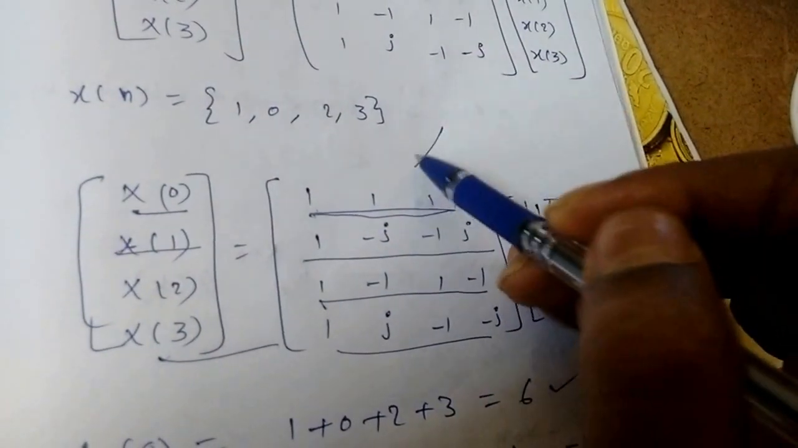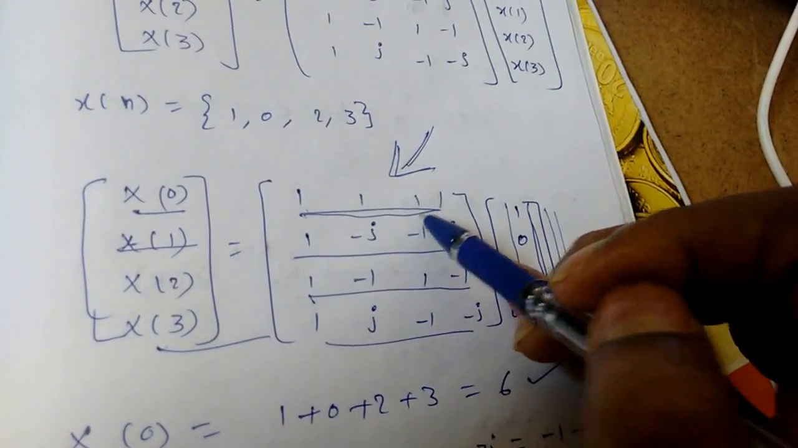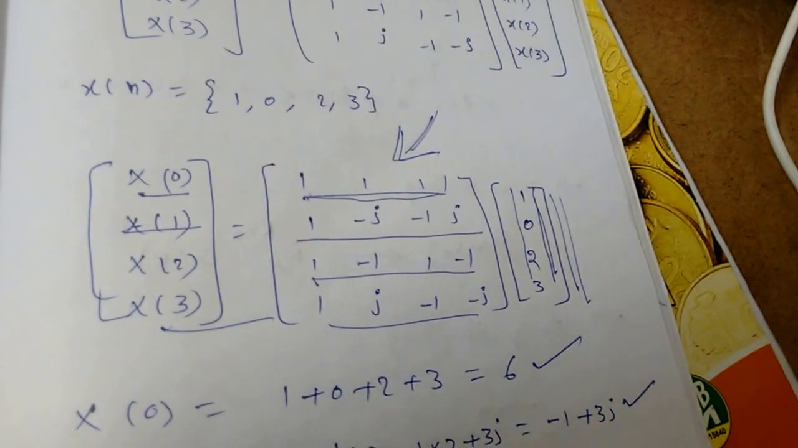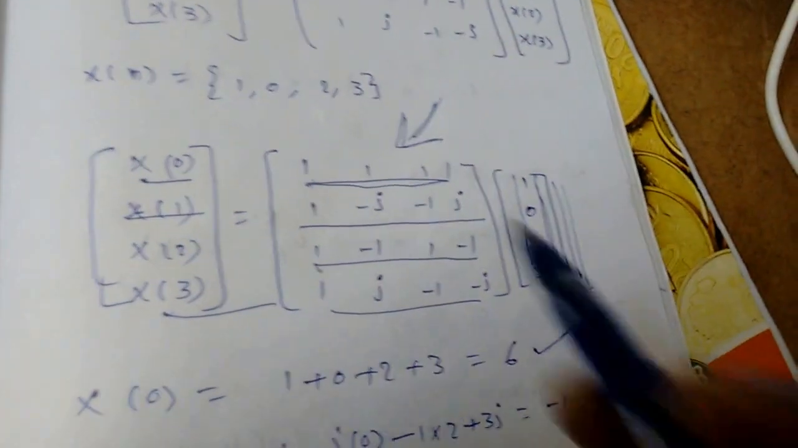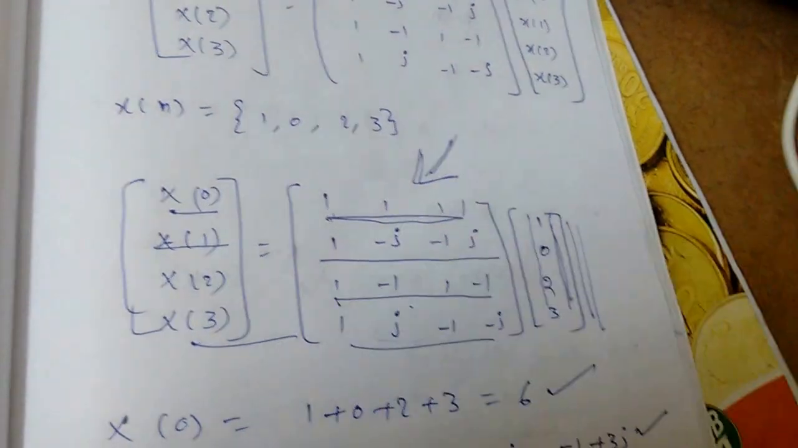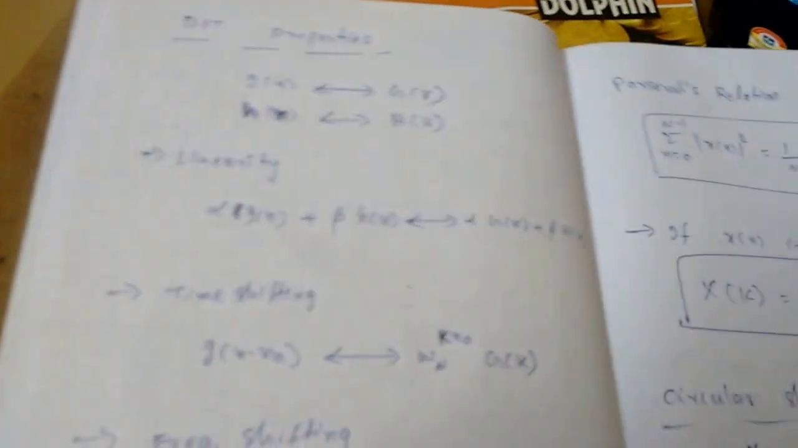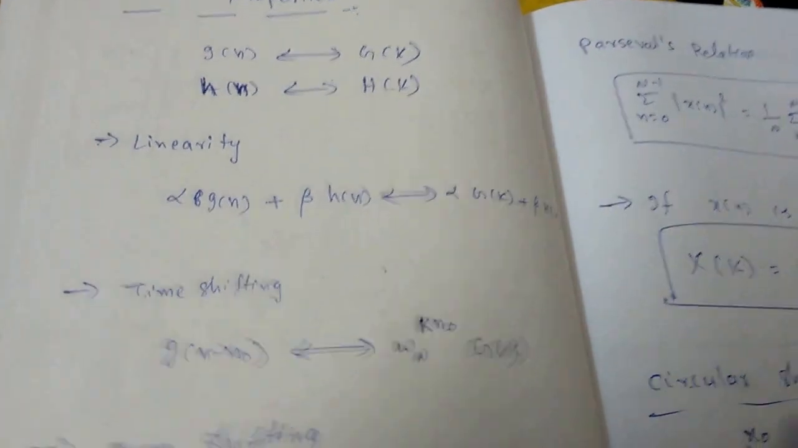So this method is very easy. You just have to remember this matrix, that is for N is equal to 4. And for N is equal to 8, you remember that matrix. Then in the GATE exam you directly remember this, then you can easily solve problems on DFT. Next, in the next lecture we'll see some properties of the DFT, right?